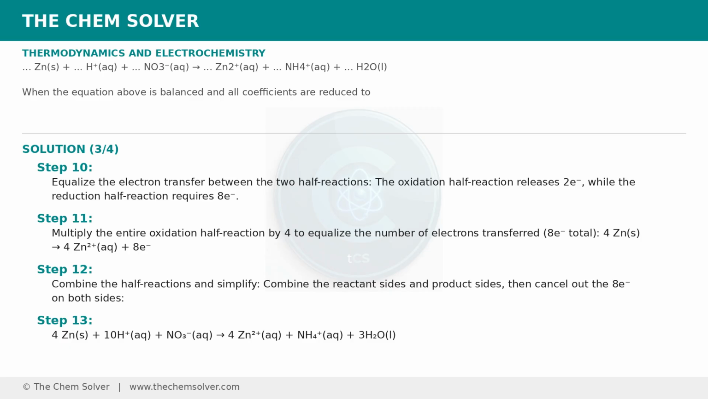Combine the reactant sides and product sides, then cancel out the 8e⁻ on both sides. 4 Zn + 10 H⁺ + NO₃⁻ gives 4 Zn²⁺ + NH₄⁺ + 3 H₂O.